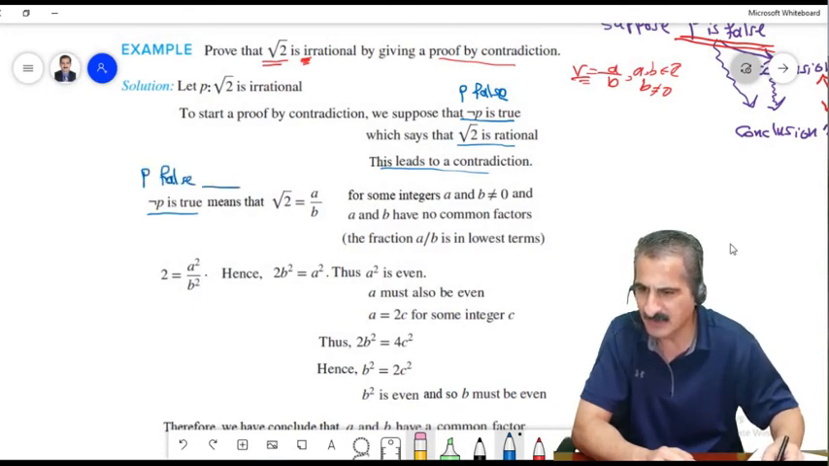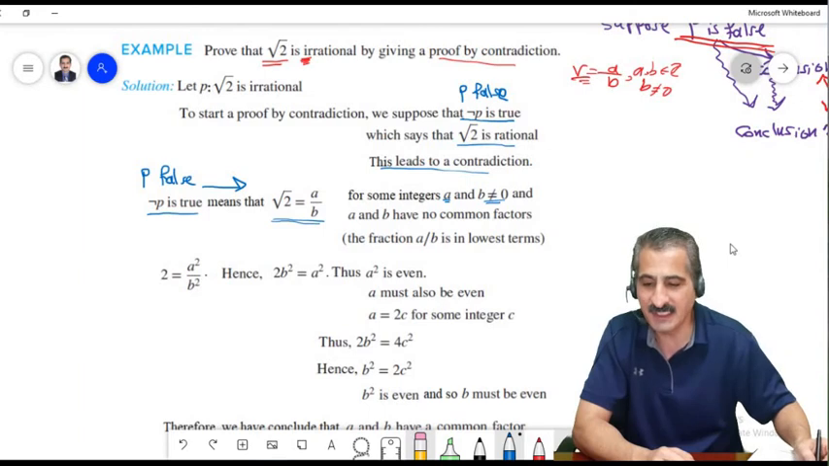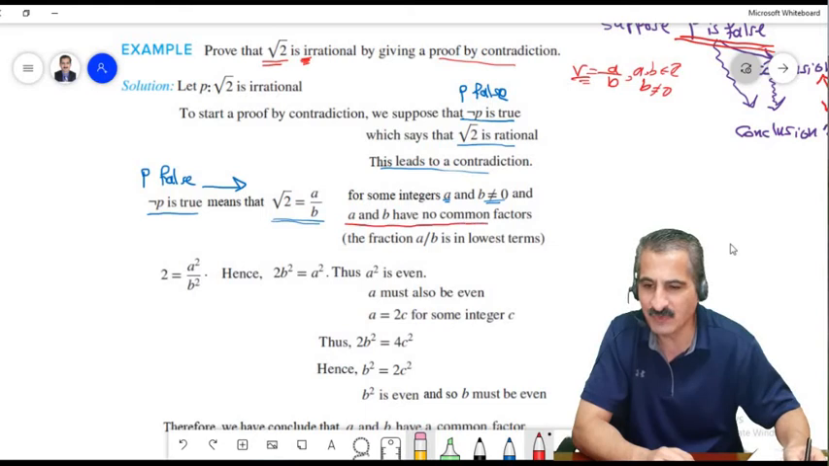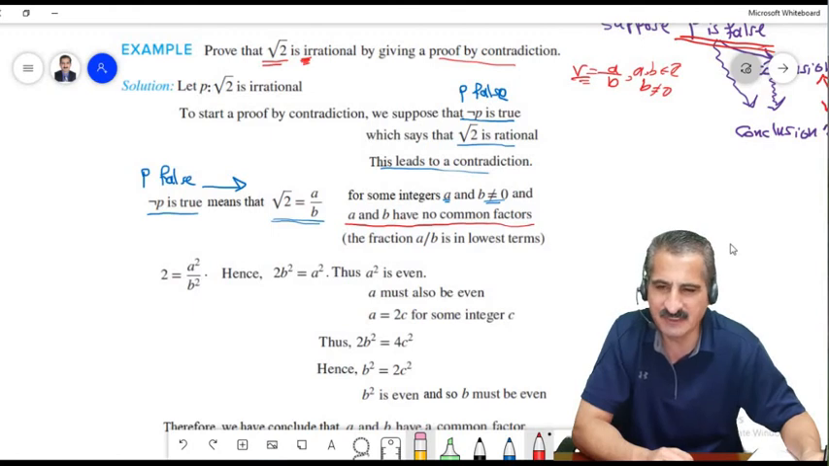Now, what do we get? That means we can write the square root of 2 as A over B with A and B integers, B is not 0. And we can assume that A and B have no common factors, right? Like, if it happens A over B is 24 over 18, we can say, oh, okay, divide by 3, we get 8 over 6. Oh, okay, divide more by 2, we get 4 over 3. So this is what we mean by lowest terms.